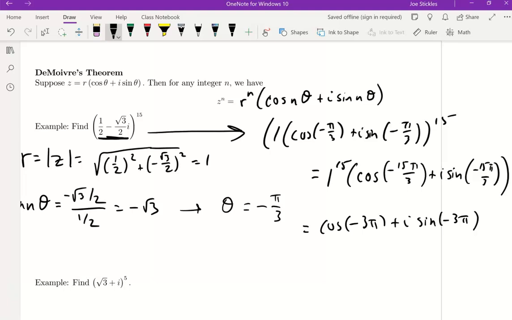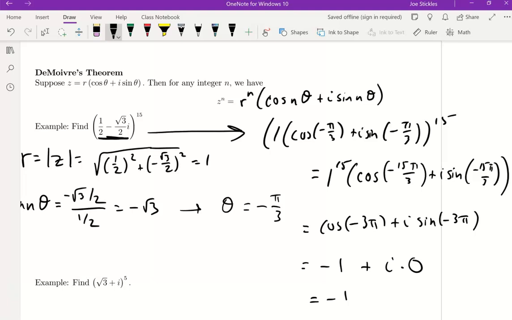Negative 3 pi. Start rotating downward. There's negative 2 pi. Go around again, you end up here, don't we? What's cosine of negative 3 pi going to equal then? If we land here, what's your cosine of negative 3 pi going to equal? Negative 1. Sine of 3 pi is going to equal 0. Good. And so we just get negative 1 more.